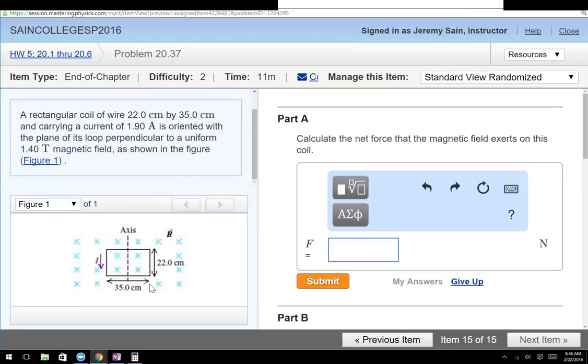Right hand on my palm facing towards the force on this guy is going to be that way. The other one is opposite, right? Because everything's the same except the current's in the opposite direction. So on one hand it's pushing it to the left, on the other hand to the right, so they're going to cancel. Same thing on top and bottom. So if I look at the force on this thing, I'm going to get 0.